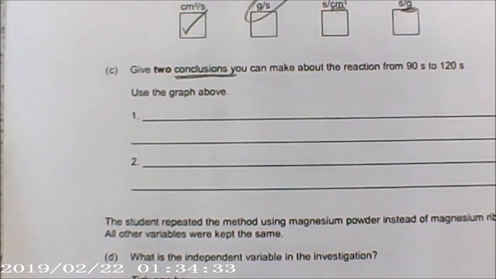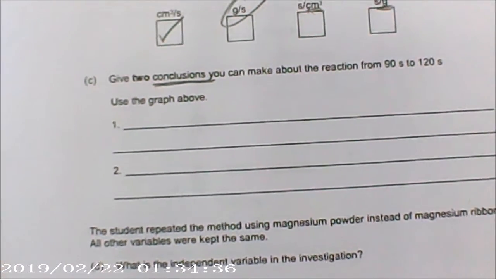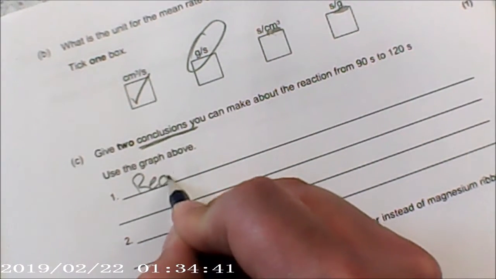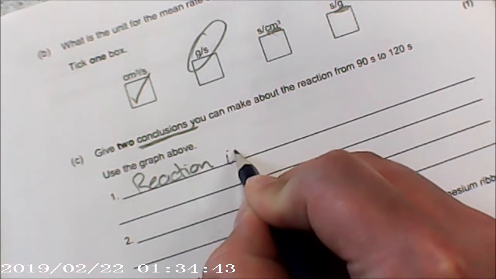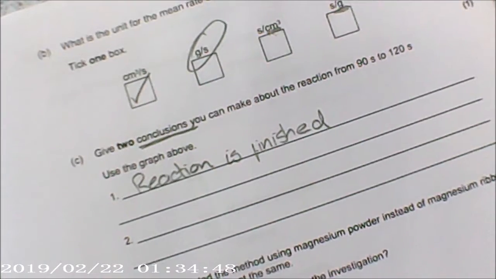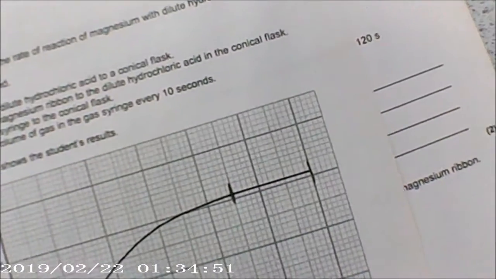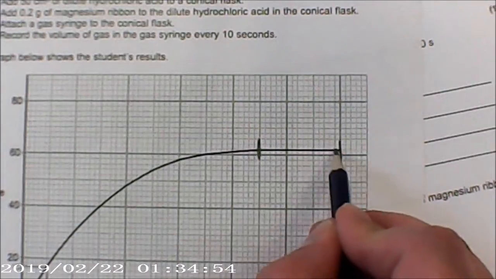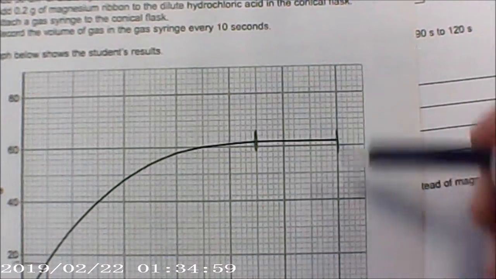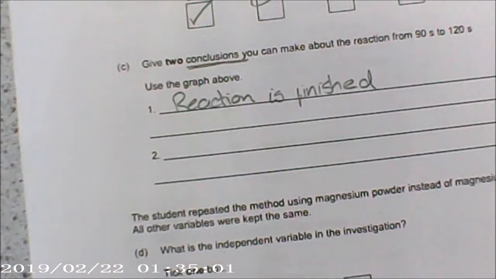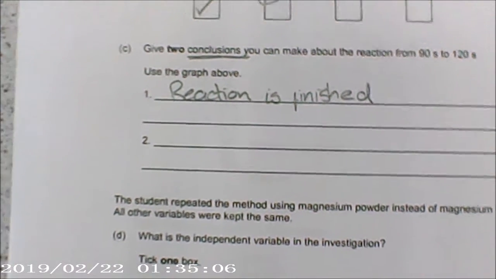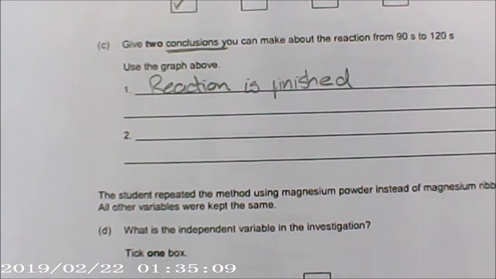Now, one would be nice and easy, because I imagine most of you will go straight to it's plateaued, so the reaction is finished. If you ever see on a graph where it levels off, where it plateaus, that means the reaction is done. It is not producing any more gas over time. So the tricky bit is then to think of another conclusion.